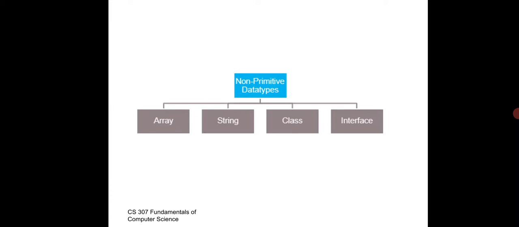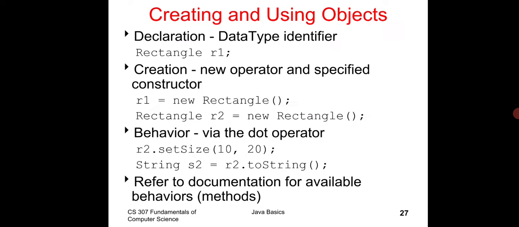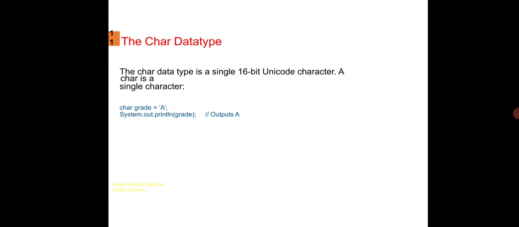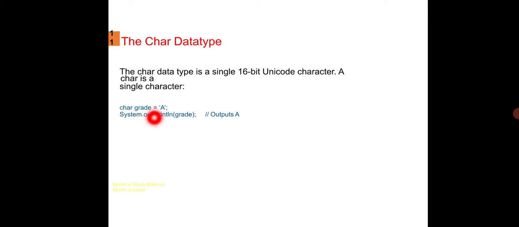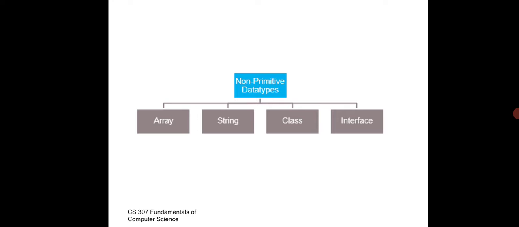Then character data type. In the character data type we just declare char grade equal to 'A'. System.out.println grade. What will it print now? It will print the grade. The character data type uses a 16-bit Unicode character in Java. These are all the things we have seen about primitive data types. Next we are going to see about non-primitive data types.